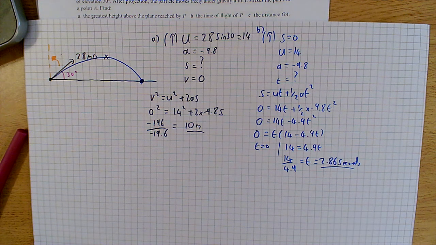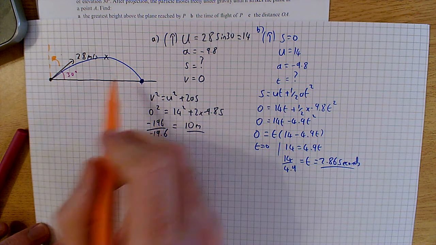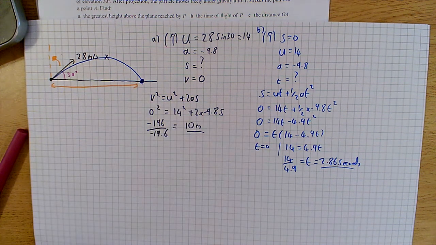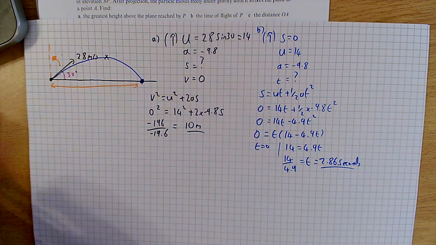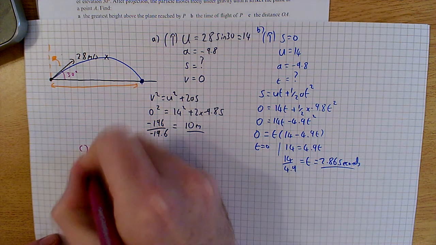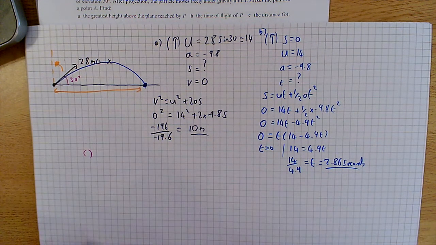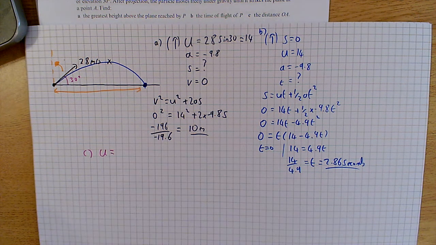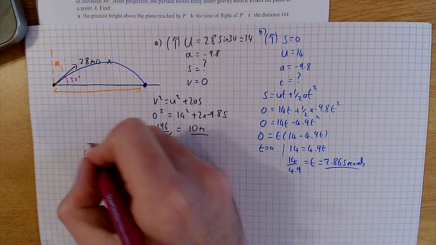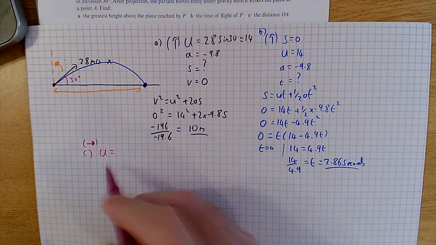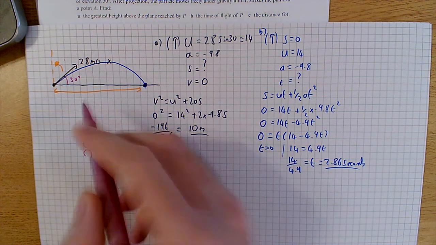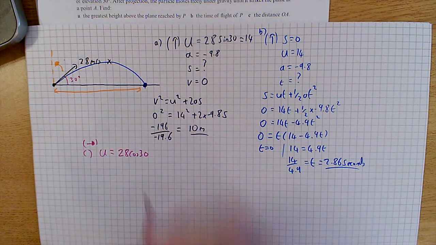Then the final part is the distance OA. So O was our point of projection here, and A is the point at which it lands. And we're looking for this distance. As you can see, that's a horizontal distance, so we're going to use SUVAT horizontally this time. And we need to work out what we know. So again, we know the initial velocity. This time though, because we're doing it horizontally, u is not 28 sine 30, it's 28 cos 30, because we've gone through the angle of 30 to get to there.